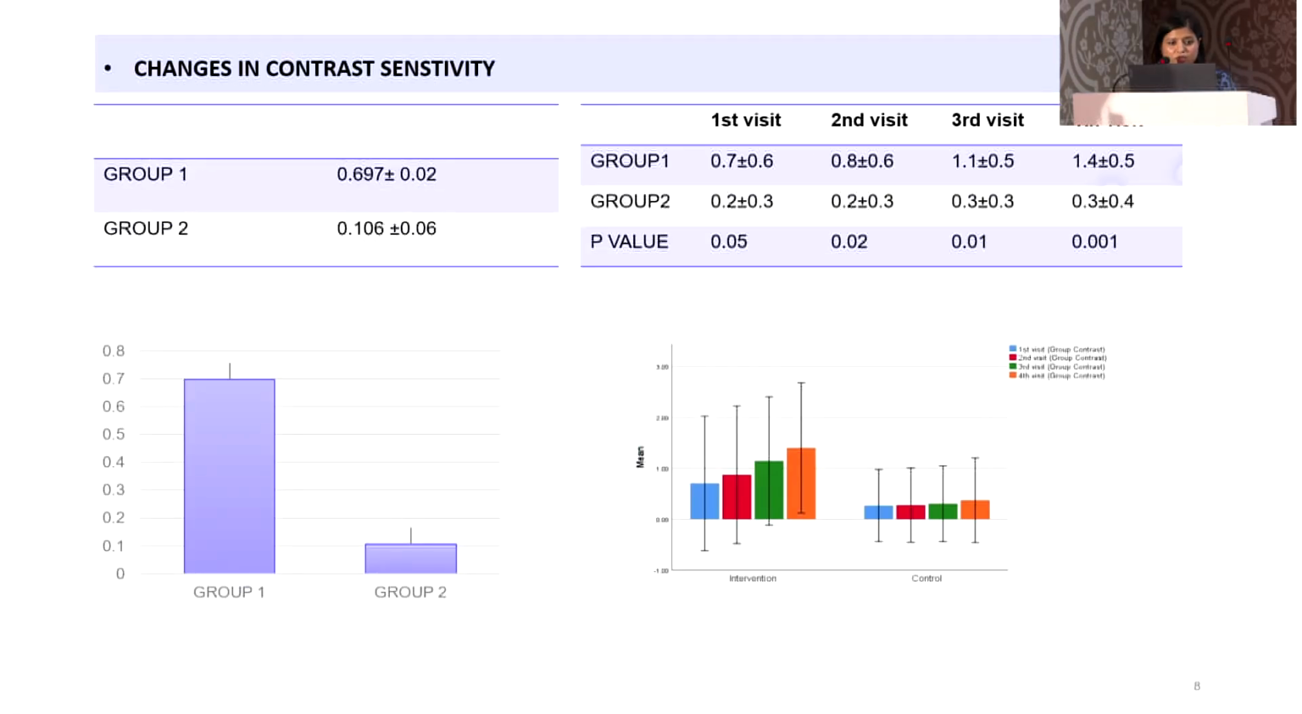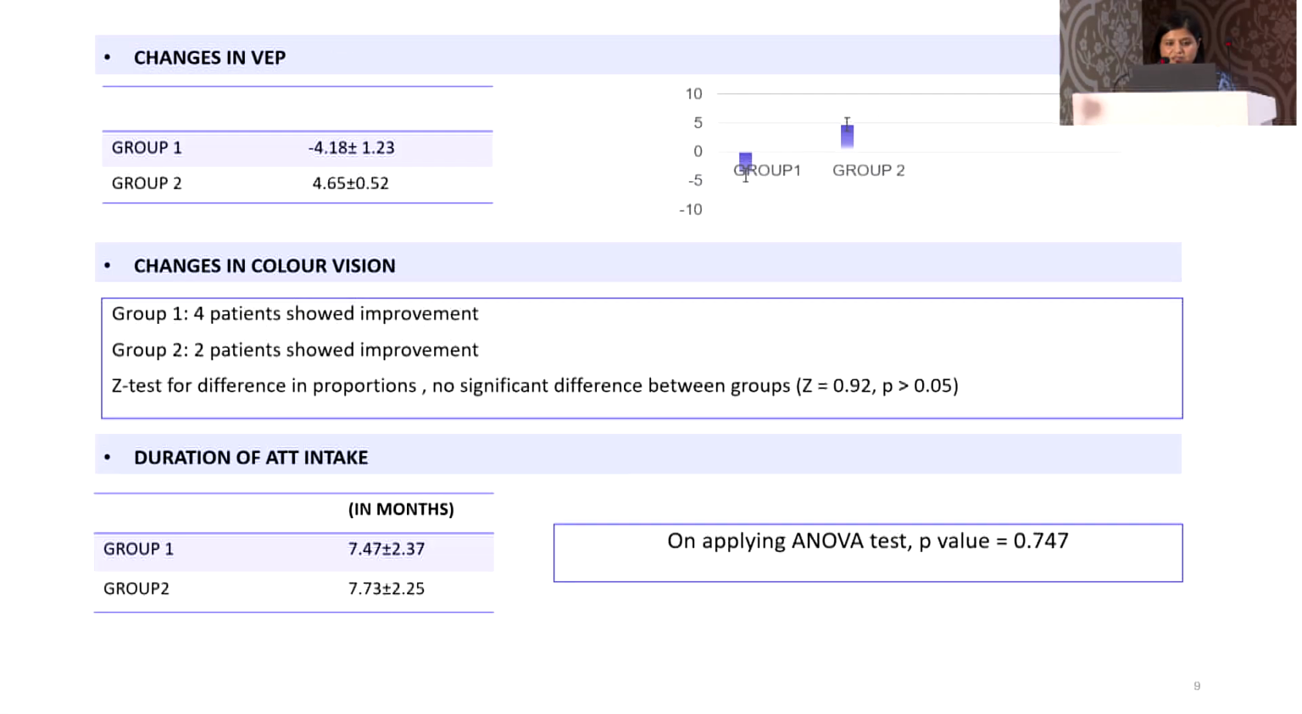0.001. On contrast sensitivity, in group 1, 0.697 improvement was there, and in group 2, 0.106. And on subsequent visit, the difference among the two groups was found to be statistically significant. The VEP changes is in group 1 minus 4.18 and in group 2 4.67. And color vision changes was not found to be statistically significant among the two groups. The duration of ATT intake among the two groups was not statistically significant, so the two groups were equivalent.